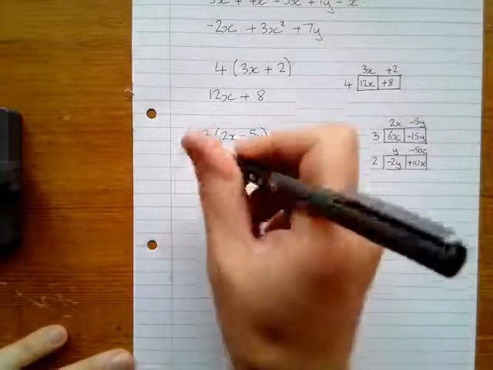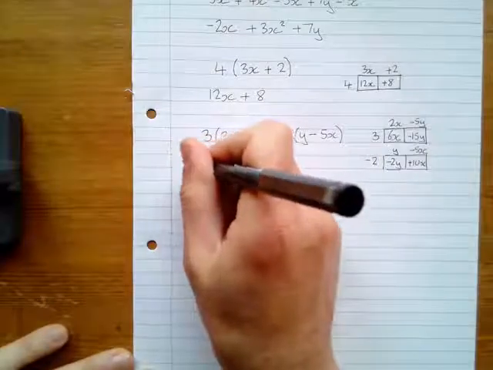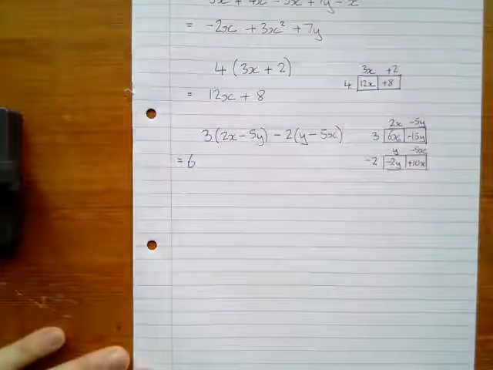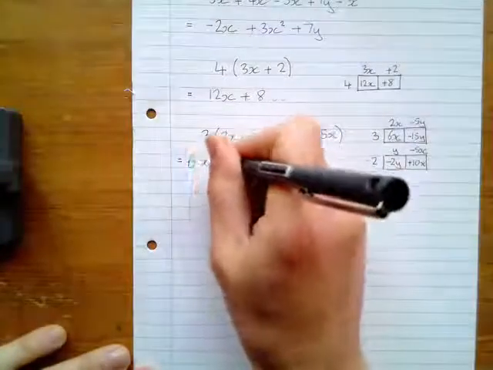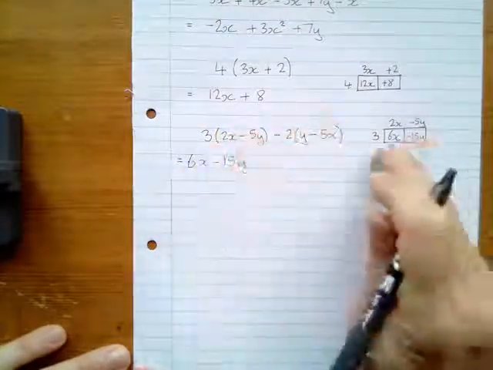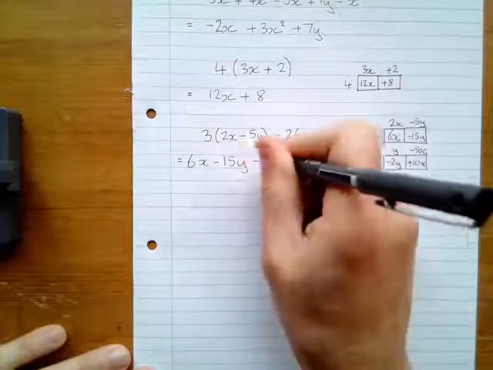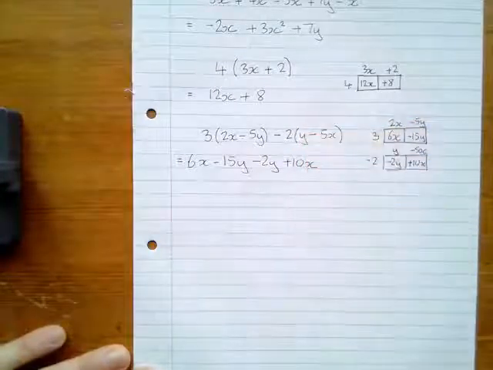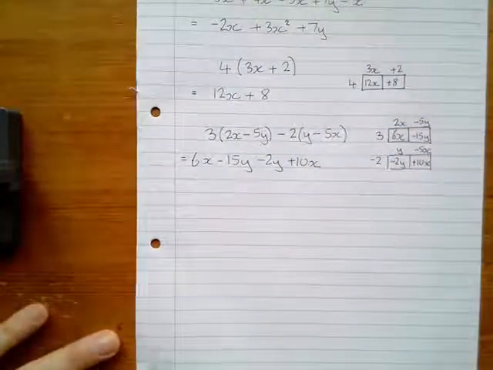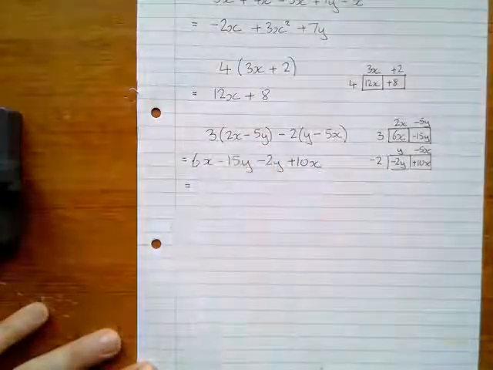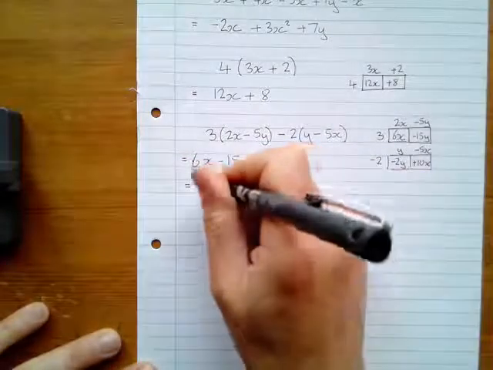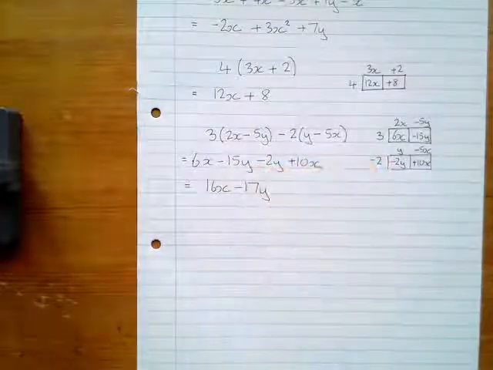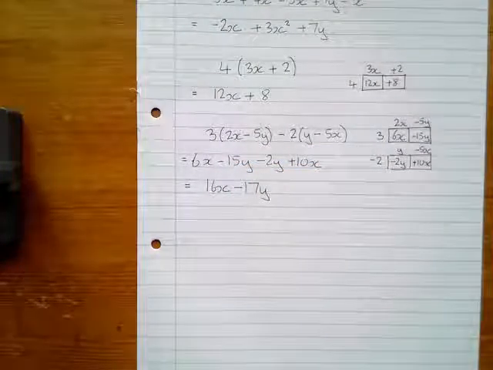And all I'd do now is put equal signs here, really. There we go. I would write out 6x minus 15y, which is that bracket dealt with, and then minus 2y plus 10x, like that. And finally, I would collect it all together to give me 16x minus 17y. And that would be my final answer for that one there.